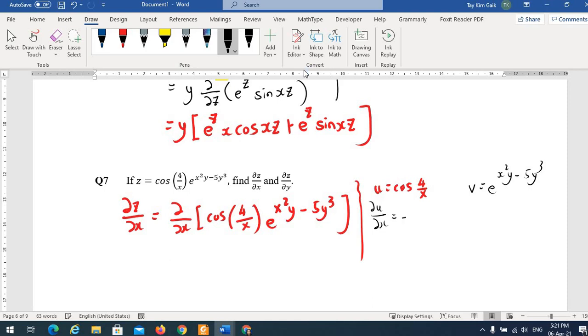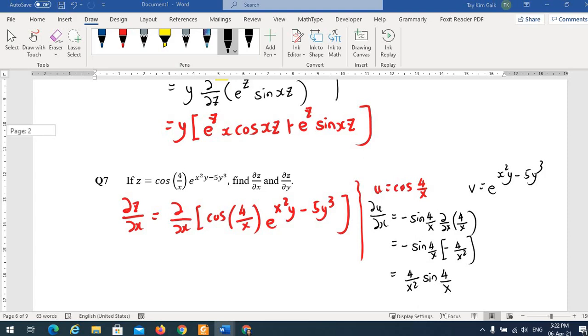Differentiate cos, you have negative sin 4 over x, and then you have to del x 4 over x. So del x of 4 over x is negative 4 over x squared. So this will be negative times negative, so positive 4 over x squared sin 4 over x. Okay, this is for del u del x. Del x of 4 over x becomes 4x power negative 1.